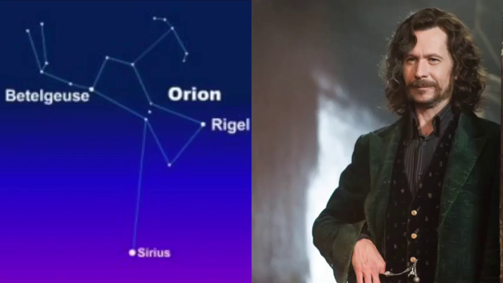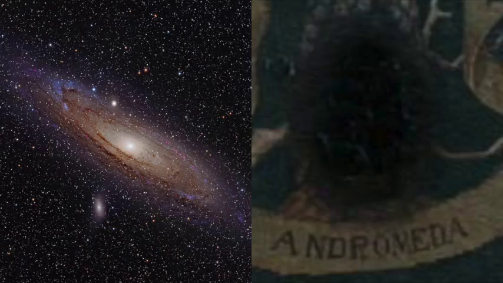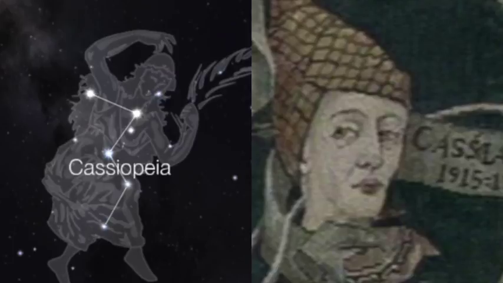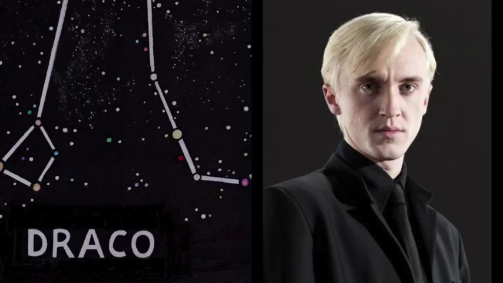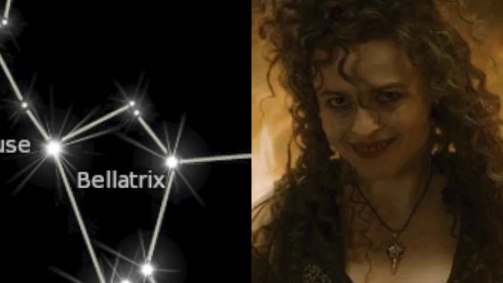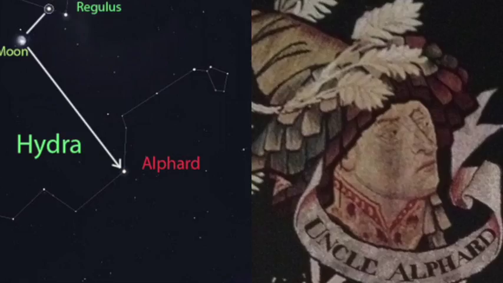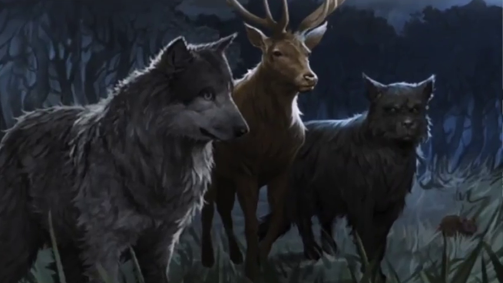For instance, the Black family is mostly named after stars. To name a few: Sirius, Orion, Andromeda, Cassiopeia, Cygnus, Regulus, Octerus, Draco, Scorpius, Bellatrix, Pollux, and Alfred. Sirius Black, of course, holds a special significance because Sirius is the dog star, and the Harry Potter character can turn into a black dog. He is literally Dog Black, the black dog.